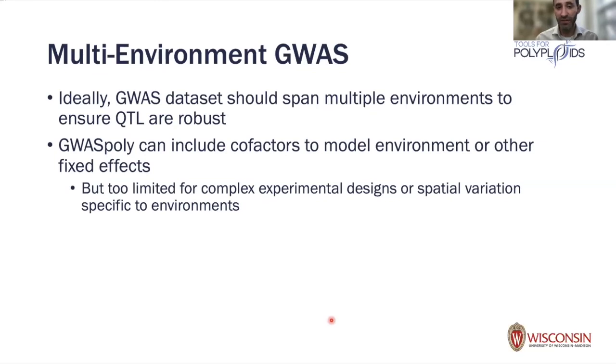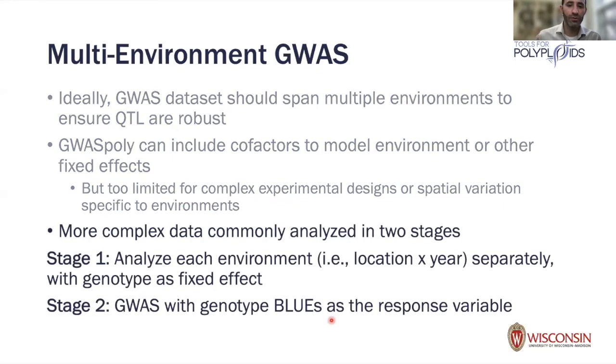And you can have other fixed effects, but it doesn't have much sophistication in terms of modeling more complex types of experimental designs, where you might need different types of random effects. It can't include random effects beyond those that it already knows about for markers. And it, for example, can't model different types of spatial variation. So it's just limited in terms of what kinds of experimental designs you can use.